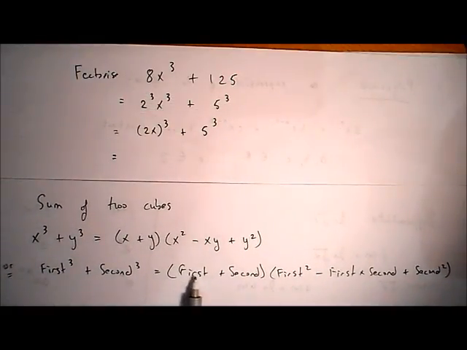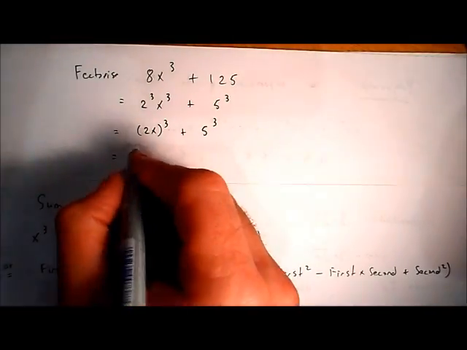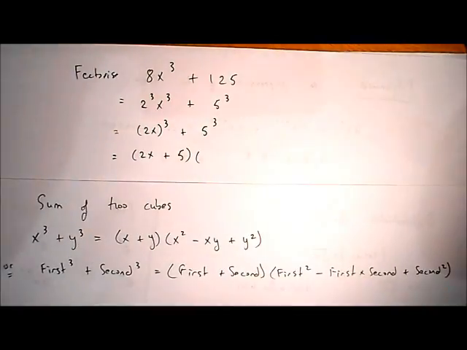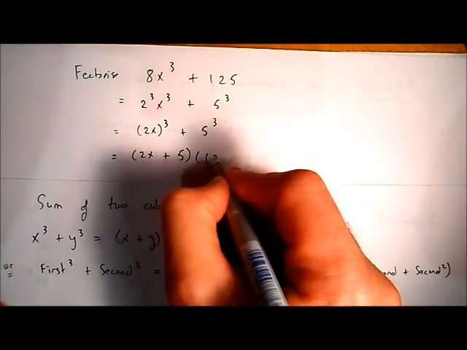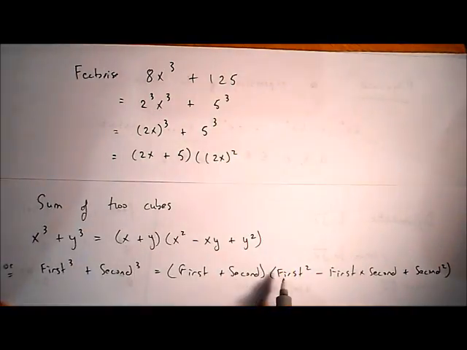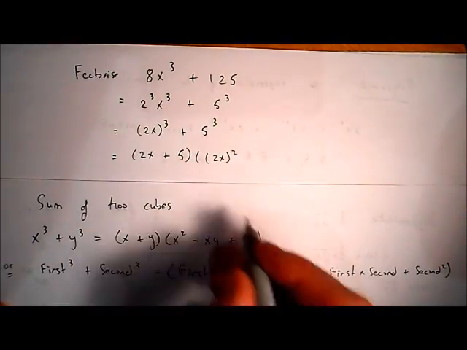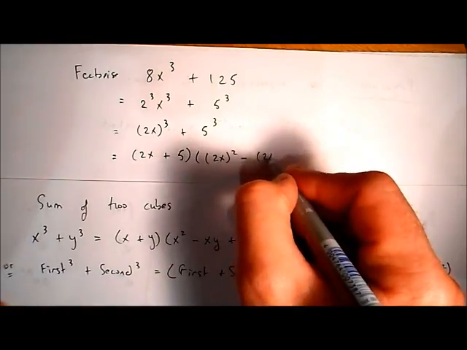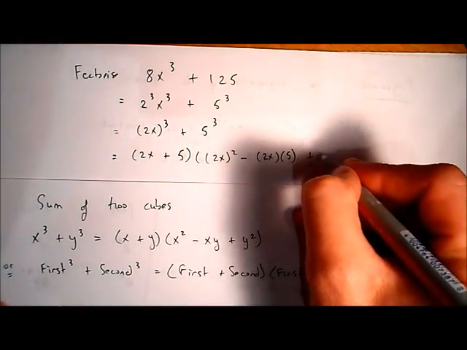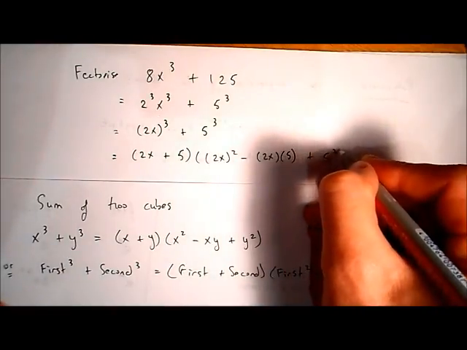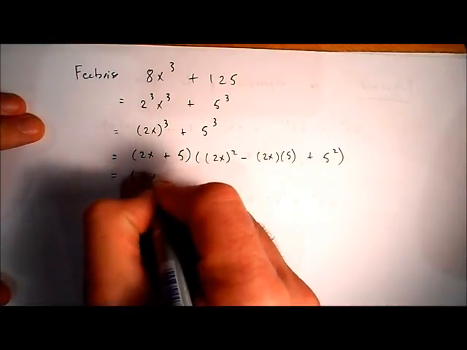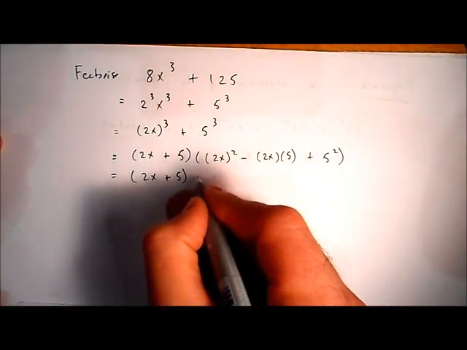Here's our formula: first cubed plus second cubed is first plus second. So our first is 2x, so it's going to be 2x plus second, which is 5, multiplied by first squared, so it's 2x all squared. Because there's more than one thing, I'm going to put it in brackets. Then minus first by second, so minus 2x by 5, plus second squared, so plus 5 squared. Again, I can tidy it up. I can't do anything with 2x plus 5, it is just that.